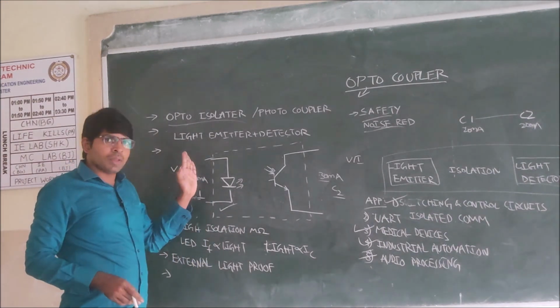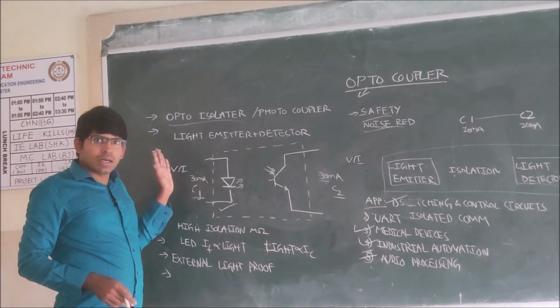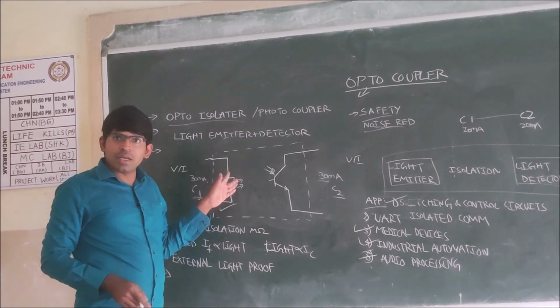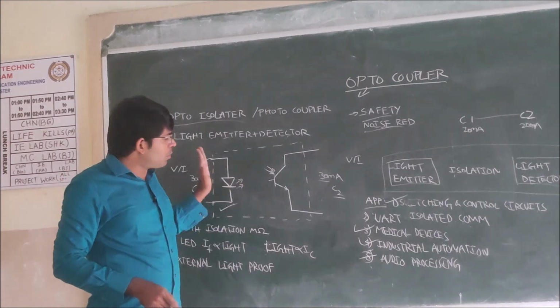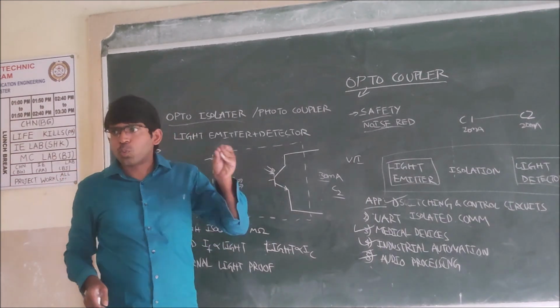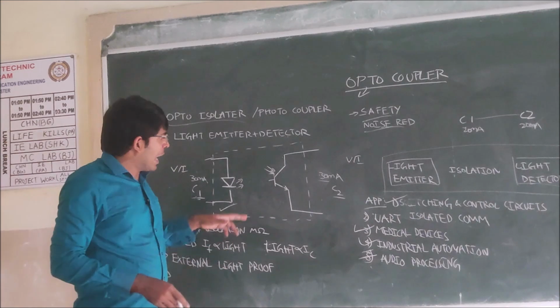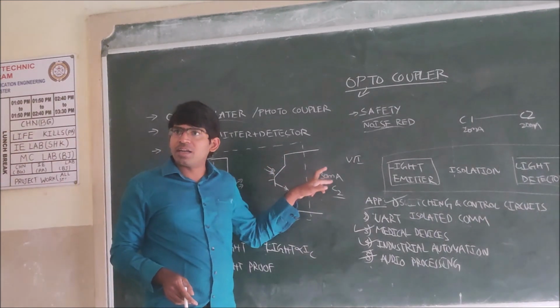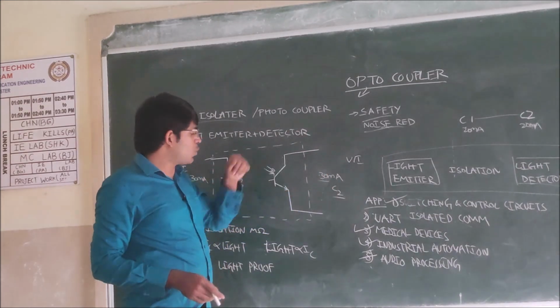The amount of the current signal, generally a current signal we will give, is given as an input to the LED. The amount of the current is directly proportional to the output light from the LED. And the input light on the phototransistor is directly proportional to the output current it is giving. This is the working principle of the optocoupler.